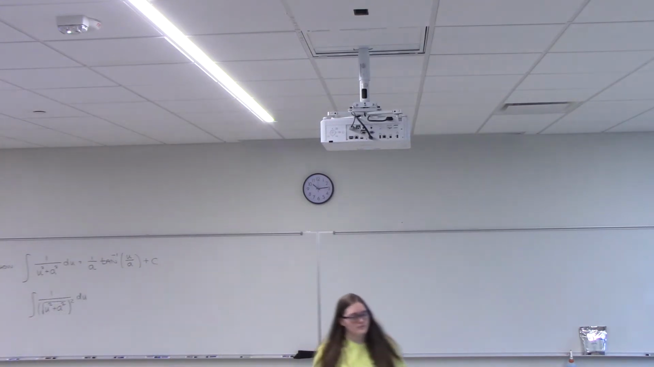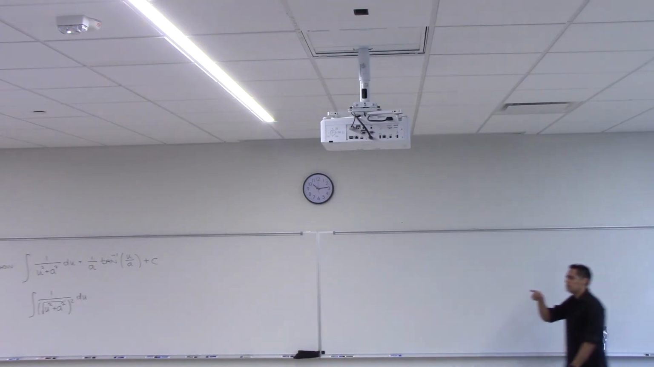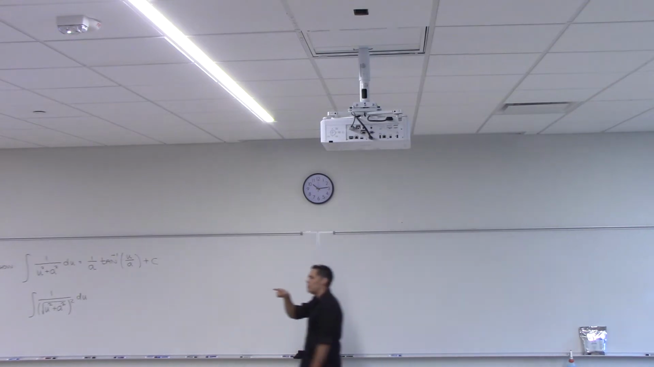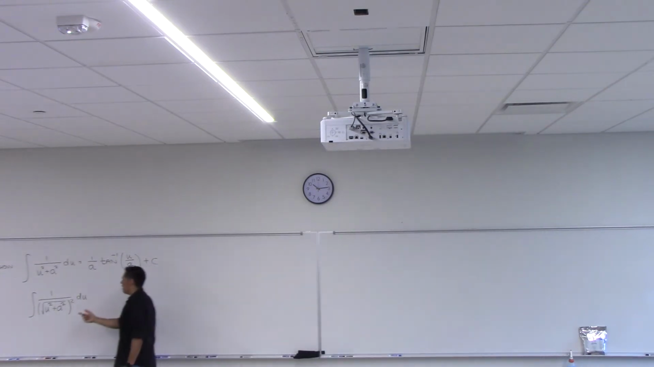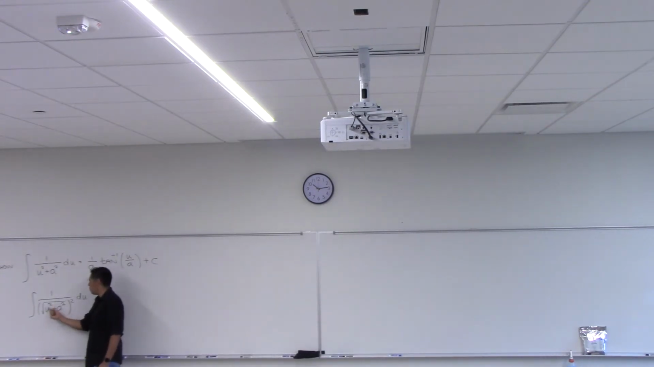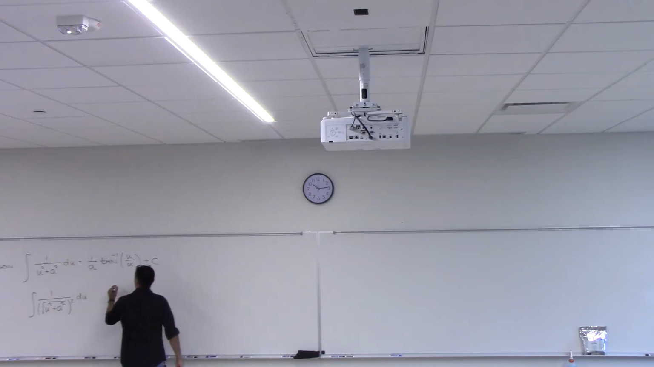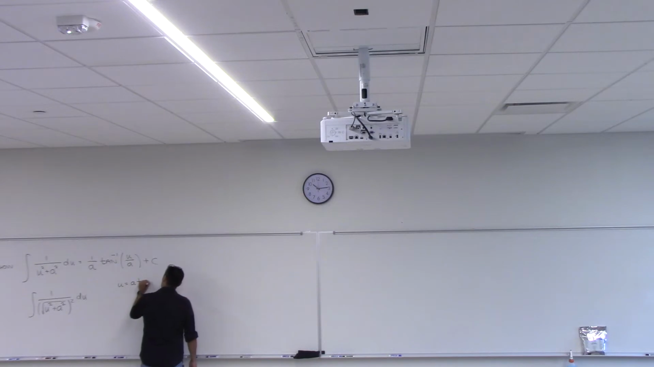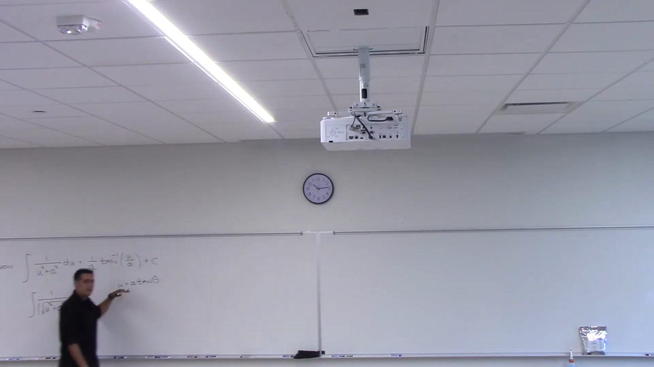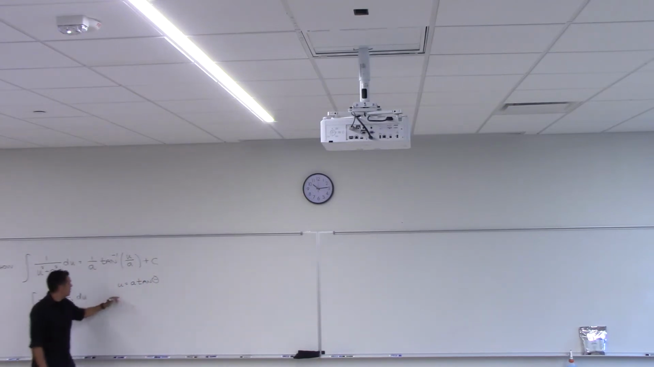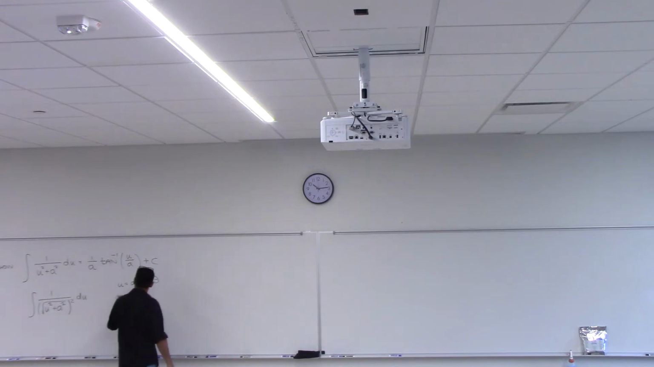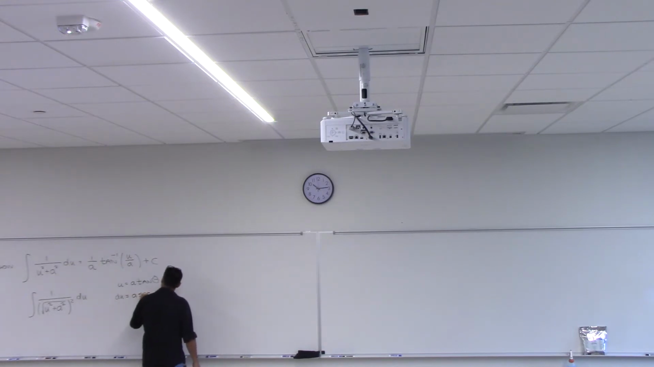What am I using? I'm using my trig subs right here. I'm using this, and I'm using the fact that I have the second one there, except I have u squared instead of x squared. So I'm going to make my trig sub u equal to a tan theta. Once I do this, then I differentiate. Take the derivative of this: du would be a secant squared theta d theta.